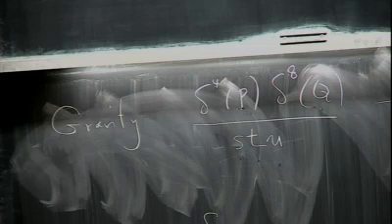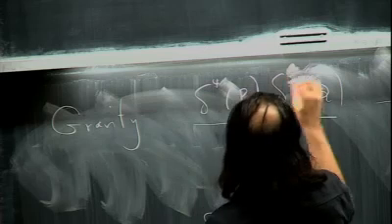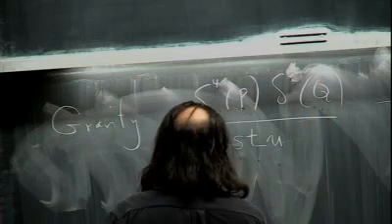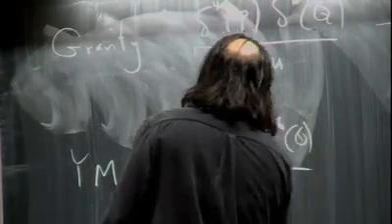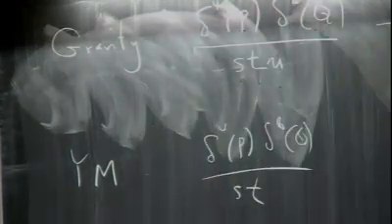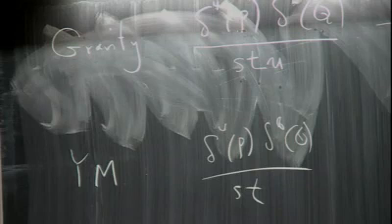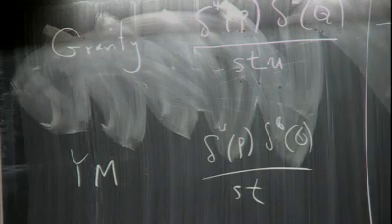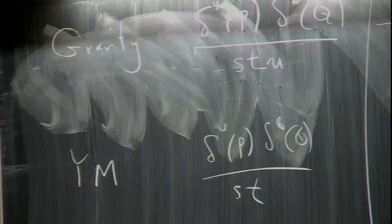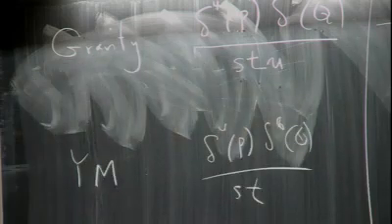The analog for Yang-Mills, sorry, this is delta 16. The analog for Yang-Mills is delta 4 of momentum, delta 8 of q, over s times t. All right? All right, so these are really simple formulas. And let's try the same thing. Okay, we'll just see a very, very simple example here.